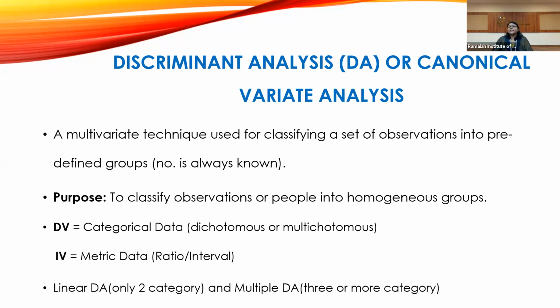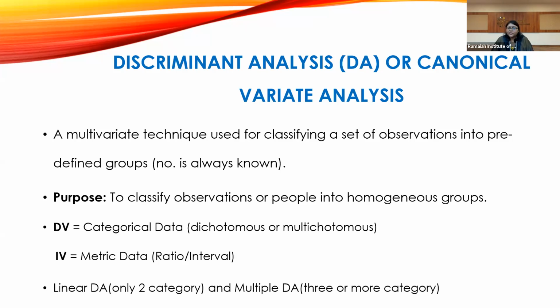Now to start with discriminant analysis. Both discriminant analysis and cluster analysis are methods of classification. That means we classify the data or we classify the groups; we find out the groups or we find out the clusters. Let us first talk about discriminant analysis, which is otherwise also known as canonical variate analysis. Obviously this is a multivariate technique.